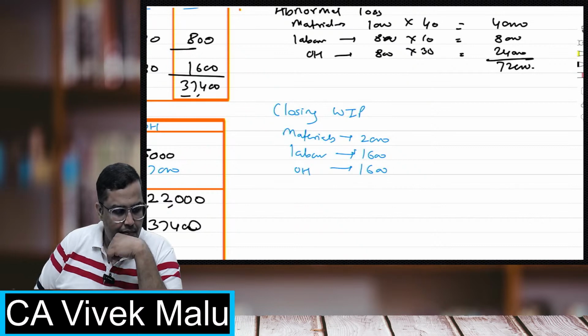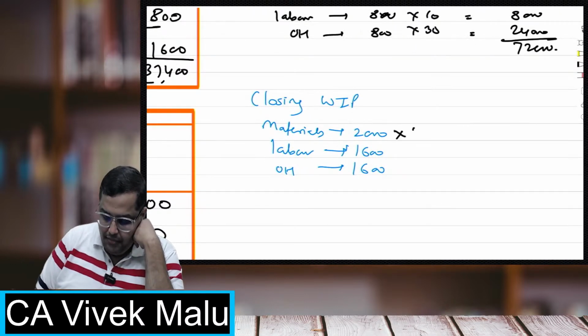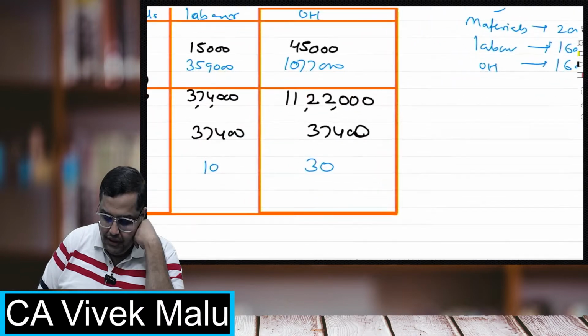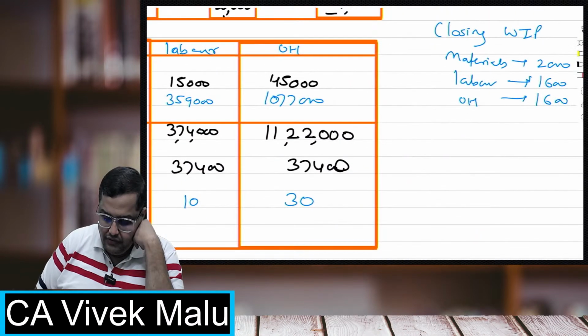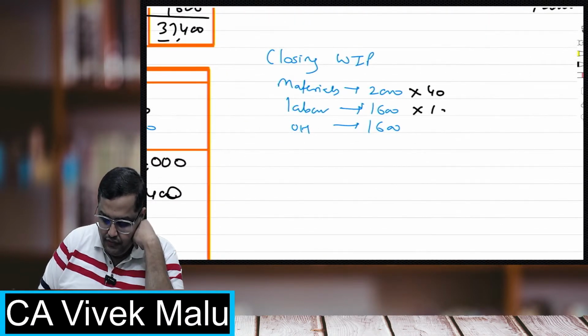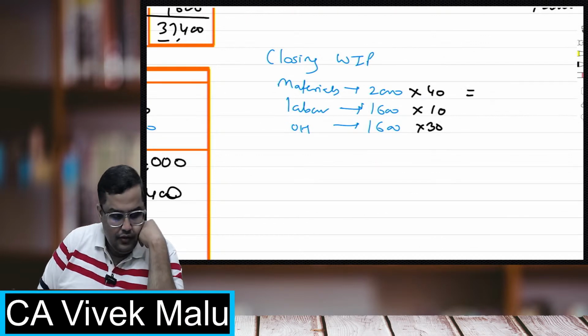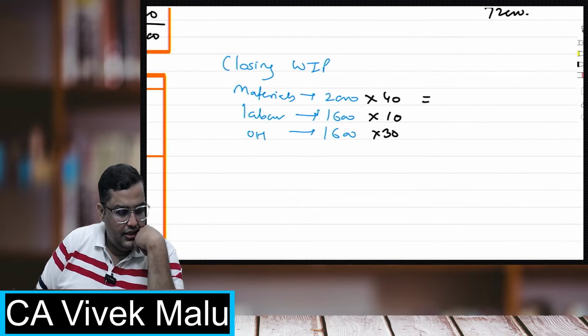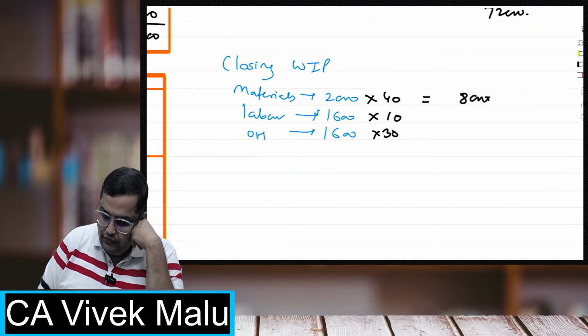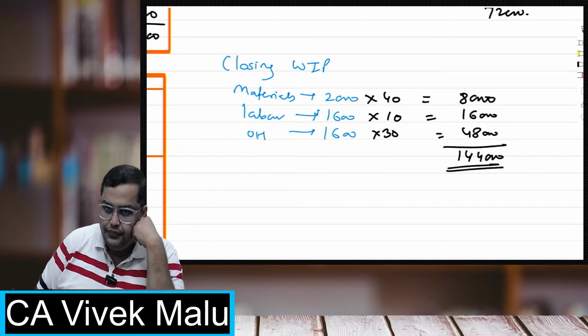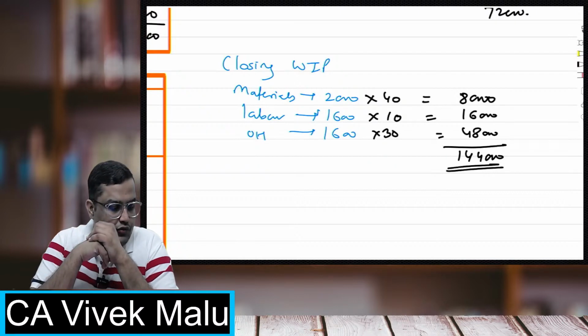Bhavya, Samhita, Shreya, your answers are correct. Materials was at the rate 40 rupees per equivalent unit, labor 10 rupees, and overheads 30 rupees. Bharat, Shikha, Kirti, Vaishnavi, all your answers are correct. This is 80,000, this is 16,000, this is 48,000. So the total is 1,44,000. Perfect.